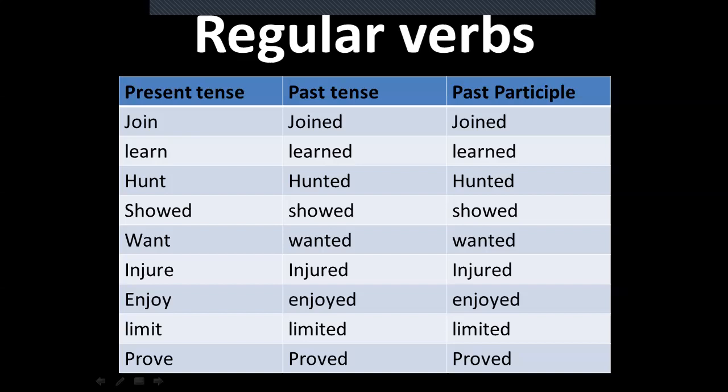I'm sorry, here I wrote show wrongly, actually I'm sorry about it. This present tense is show. Showed, showed, want, wanted, wanted, injure, injured, injured, enjoy, enjoyed, enjoyed, limit, limited, limited, prove, proved, proved. Excuse me for this. Show, this is show, present tense. Showed, showed.